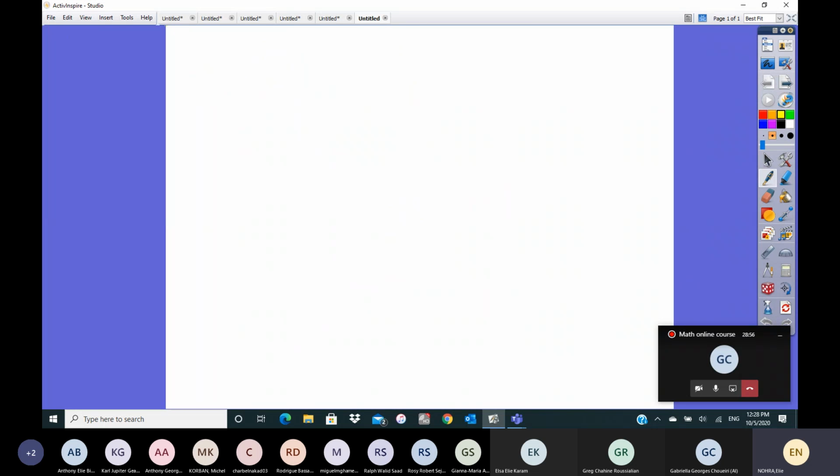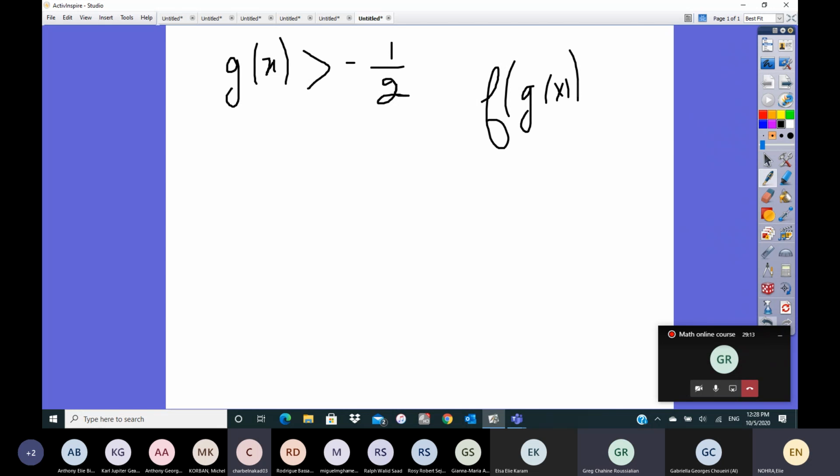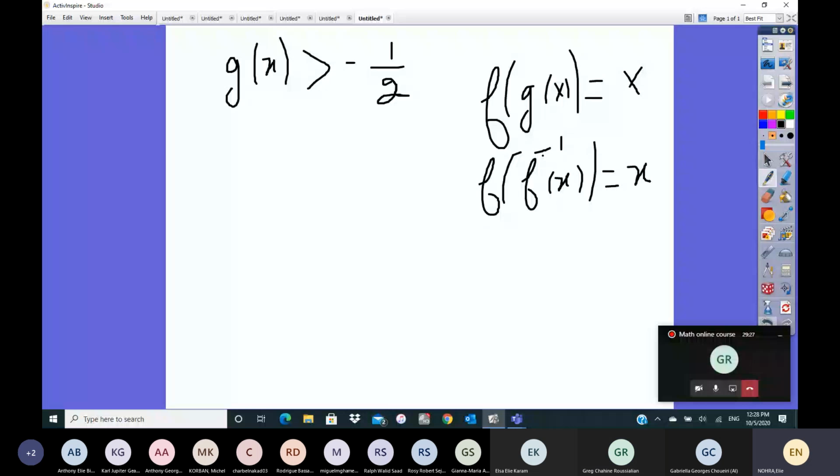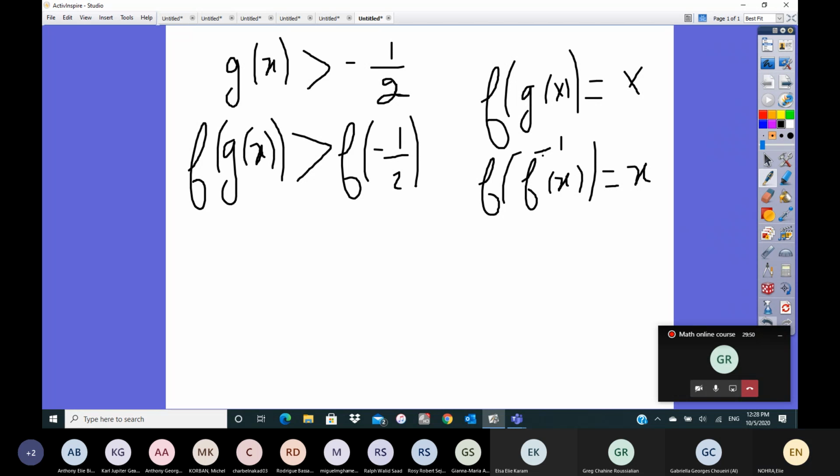But I'm going to use the analytic study. Saying g of x greater than minus half, let me remind you of a notion we took in the course: f of g of x is x. Remember this notion? In the properties of the inverse function, f of f minus 1 of x is always x. The example was the double of half of x is x, the triple of third of x is x. Remember? So we apply f to both members, greater than f of minus half. Right?